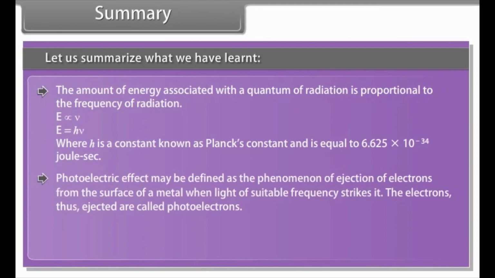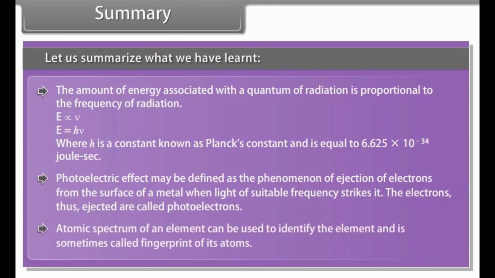Photoelectric effect may be defined as the phenomenon of ejection of electrons from the surface of a metal when light of suitable frequency strikes it. The electrons thus ejected are called photoelectrons. Atomic spectrum of an element can be used to identify the element and is sometimes called fingerprint of its atom.